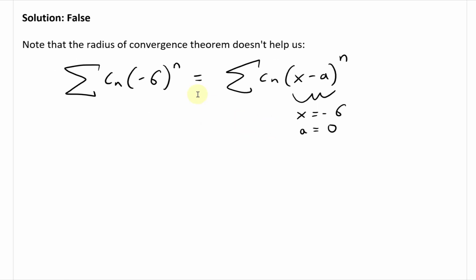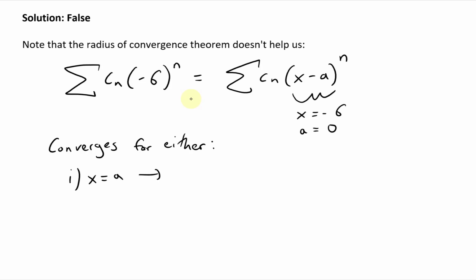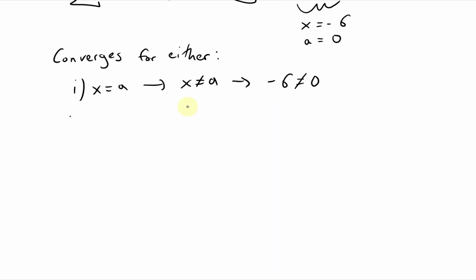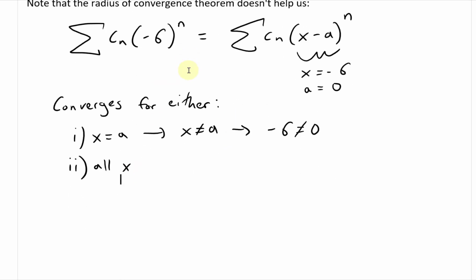Alright, so we have the 3 cases now. So we have converges for either, so I'll just put that for completeness. So for either, if we have x equal to a, in our case, x is not equal to a, and that's because x is equal to negative 6. So we have negative 6 is not equal to 0, where that is a over there. Then the second case is for all x. So if this is the case, then it would be convergent, but we don't know that.